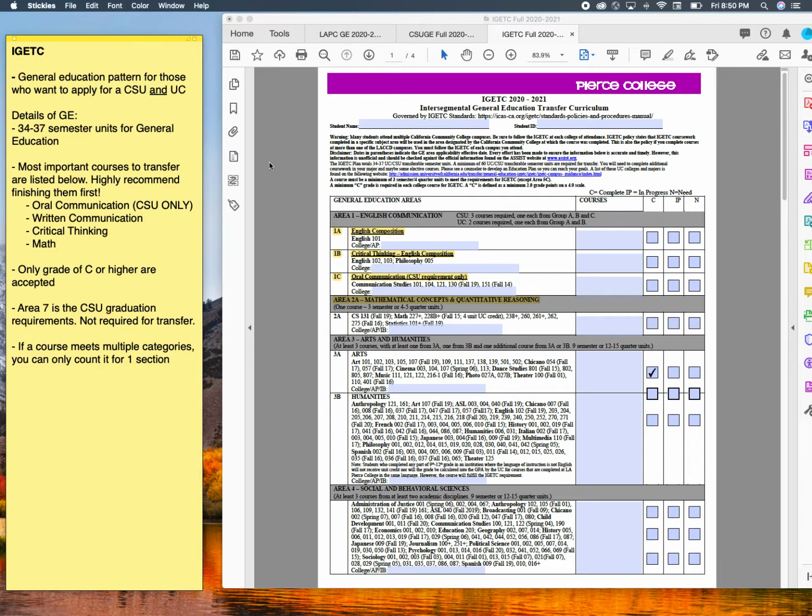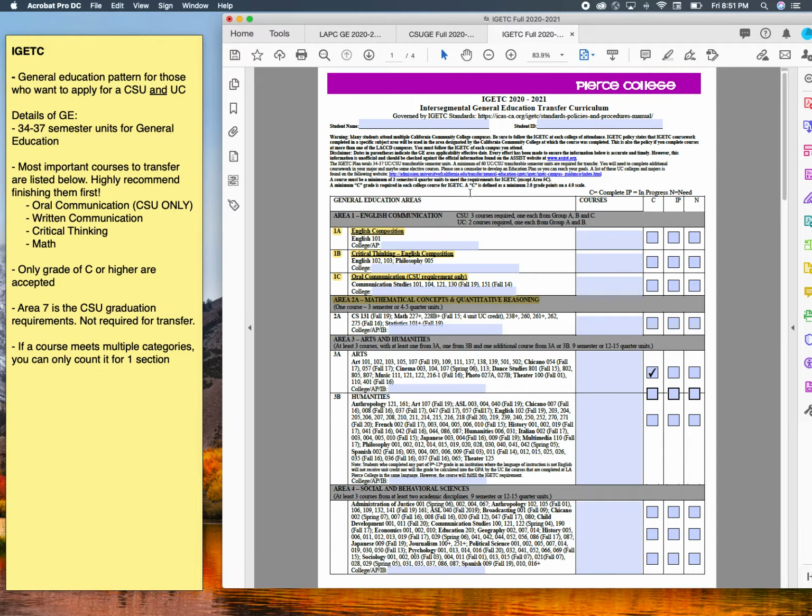For this general education pattern, for the IGETC form, all grades must be a C or better, okay? This is different from the CSU general education breadth. They accept only a C or better. At our campus, we only offer A's, B's, and C's. We don't offer a plus or minus grading system. So that's not really an issue. It's just really a C or better. However, some students have transfer units from different colleges and they may offer plus or minus systems. And then if you get a C minus, you do not meet the requirement. It has to be a C or higher.